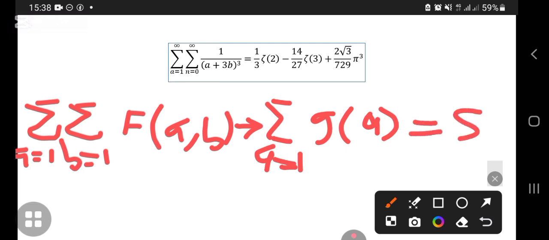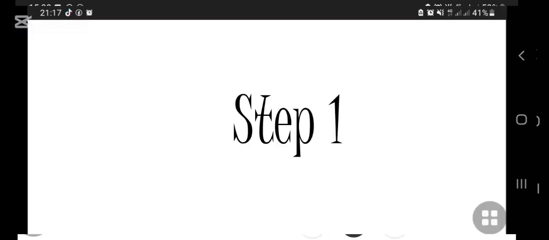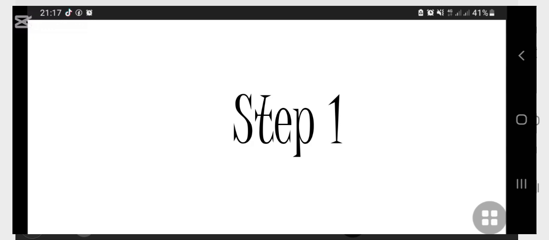So from here, I would like to convert it from the double sum. I'll convert it to a single sum, then to whatever it converges to. So let's get to work. Alright, welcome. It's time to apply the first step.